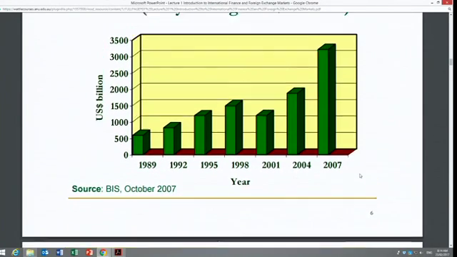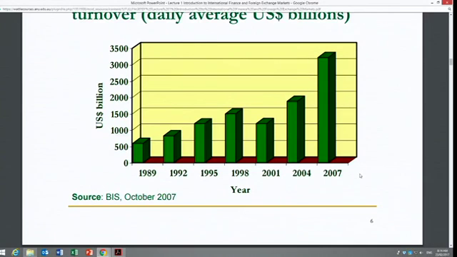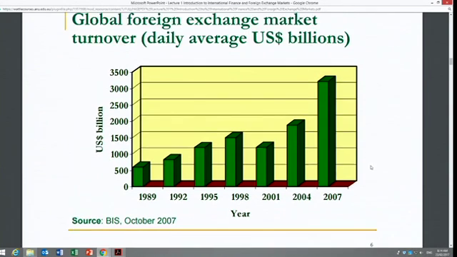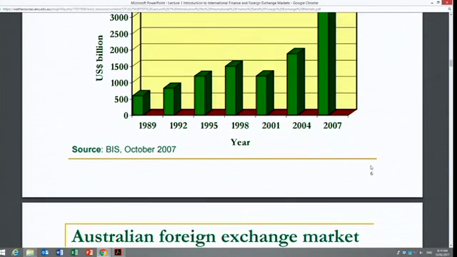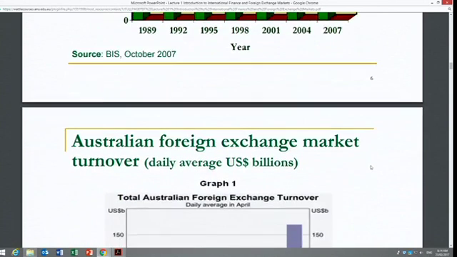Okay. And this is not surprising given that forces of globalization will require multinational corporations to work in different countries. And whenever you have transactions in different countries, you most likely would need transactions involving foreign exchange. So it's not surprising that global foreign exchange turnover is increasing since 1989. Okay, that is the positive trend.